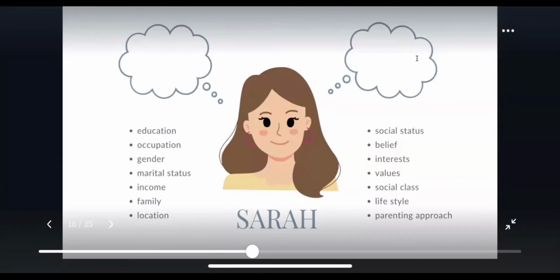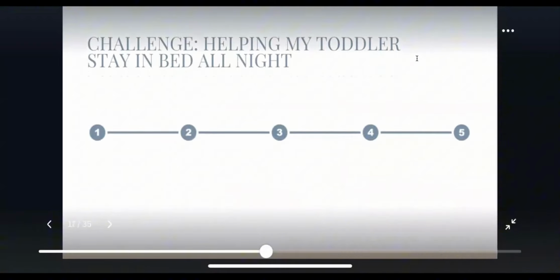So look at that problem and create, this is the best way to do it, for example, the challenge is helping my toddler stay in bed all night. And write down 1, 2, 3, 4, 5. And what I want you to do is create 5 steps in the process. How would you help this client if they come to you and say, oh, my kid doesn't stay in the bed all night and I don't know what to do anymore? It's like, I can help you. If you would provide one-on-one service, what steps would you give?